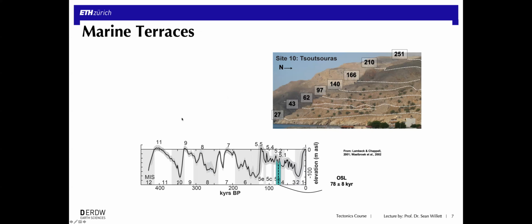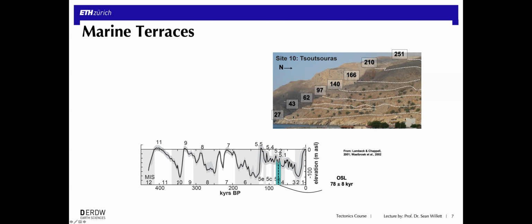But the sort of typical suite of marine terraces might look something like this. These are a suite of marine terraces on the island of Crete. Each of these dashed lines represents a terrace. This is the average elevation of each of those terraces. So they're going up to 250 meters. So it's relatively high, right?